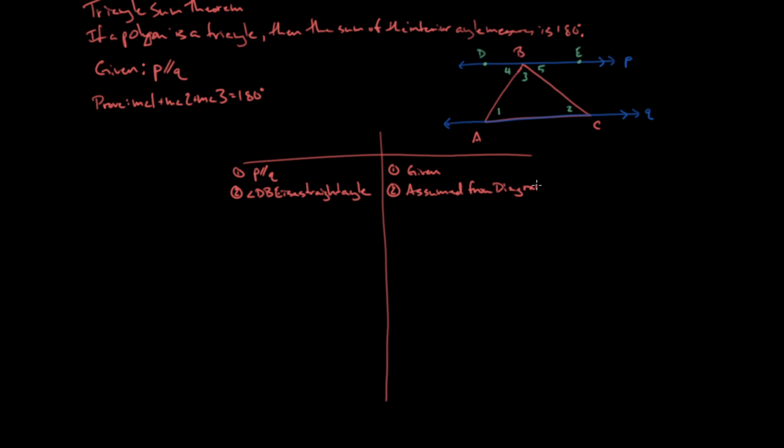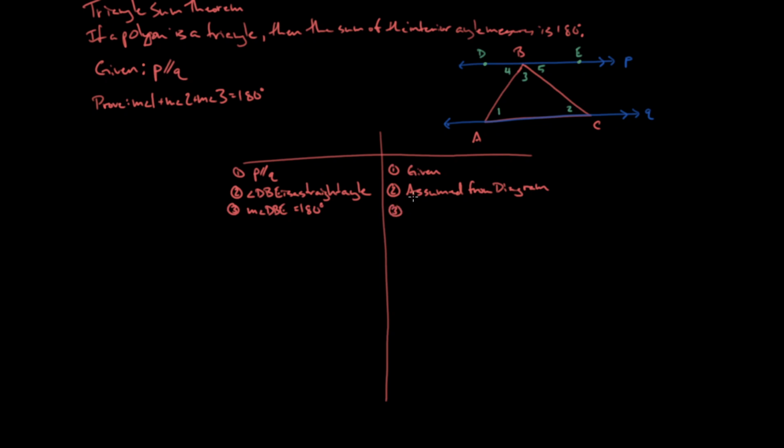Okay, so then what I can talk about is, well, what do I know about straight angles? What I know about straight angles is that the measure of angle DBE is 180 degrees. So now I've got 180 degrees into my proof here, which is great because it's going to be somehow linked back with what I have at the end.